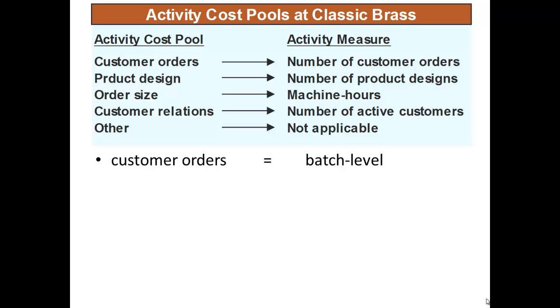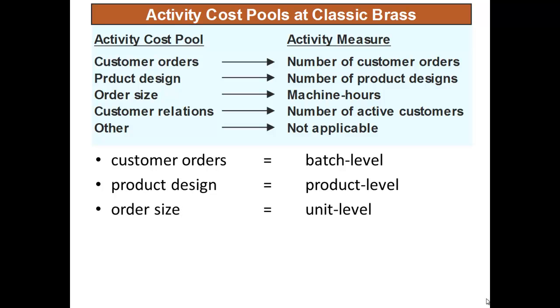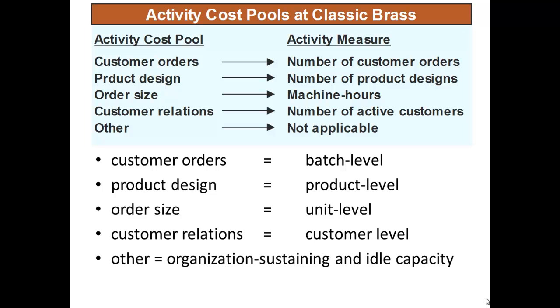Customer orders, that's going to be batch level. Every time a customer places an order, we're going to have to set up a run. Product design, this is going to be at the product level. So before we even go into production, we're going to have to design the product. Each product design is at the product level. Order size, each order is going to be for a specific number of units, so this will be at the unit level. Customer relations obviously should be at the customer level. And other, these are going to be your organization sustaining and idle capacity areas. These are not assigned to a product.